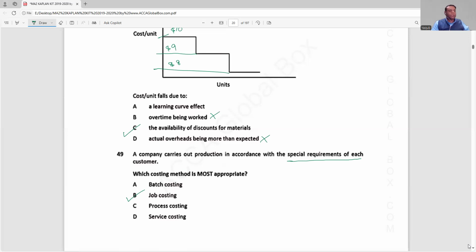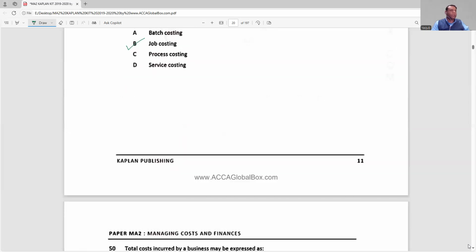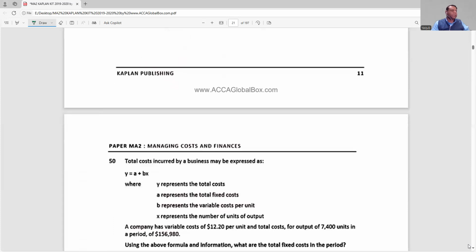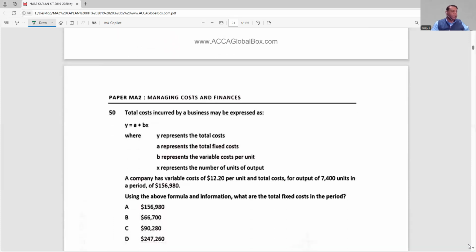And service costing is what? Service costing is used by the service organizations which are providing services rather than producing goods. Next one is: total cost incurred by a business may be expressed as y is equal to a plus bx. I have already told you what y is equal to a plus bx. Y stands for total overheads. And then we have A, which is representing the total fixed cost, B is representing variable cost per unit, and X is representing number of units.